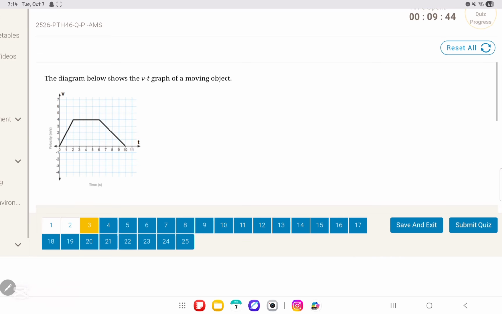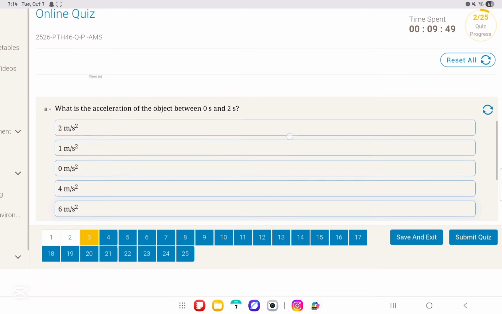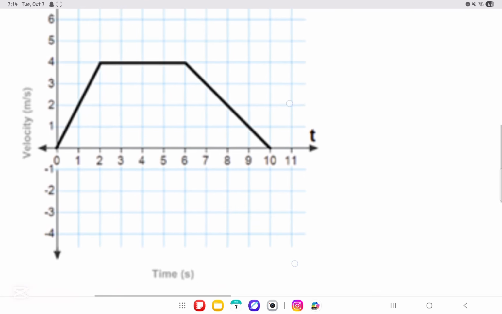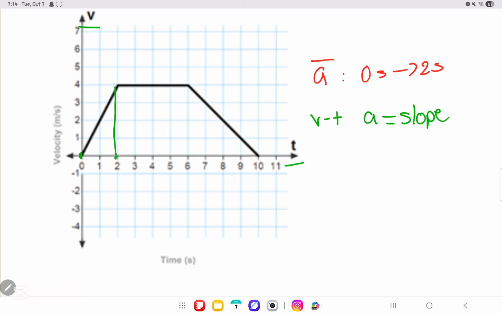Let's move on to question number 3. This is a question from last year. The diagram below shows the VT graph of a moving object. They asked for the acceleration between 0 seconds and 2 seconds and the net displacement. Let's find them both here. First of all, they want the acceleration, right? In between 0 seconds and 2 seconds. We know that the acceleration in a velocity-time graph is the slope. So from 0 to 2 seconds, we will need to find the slope.